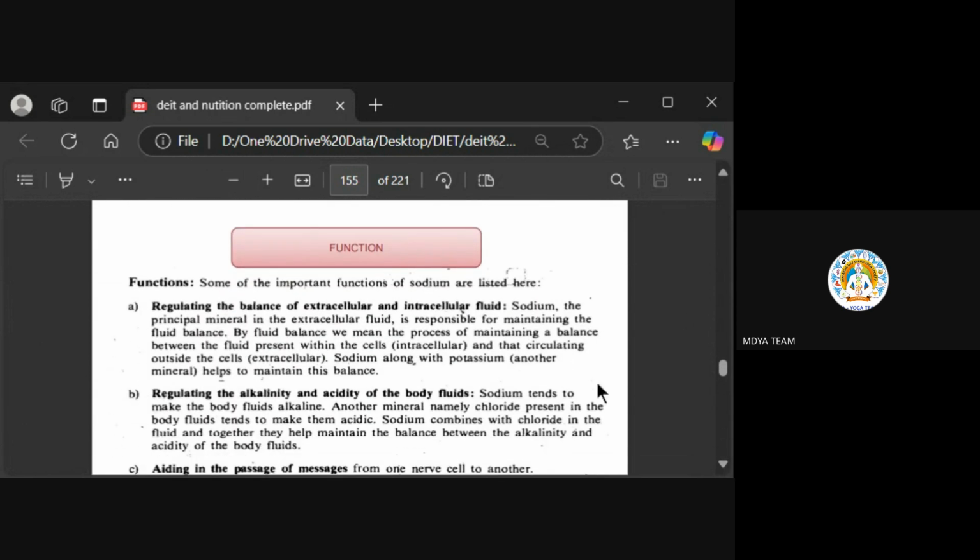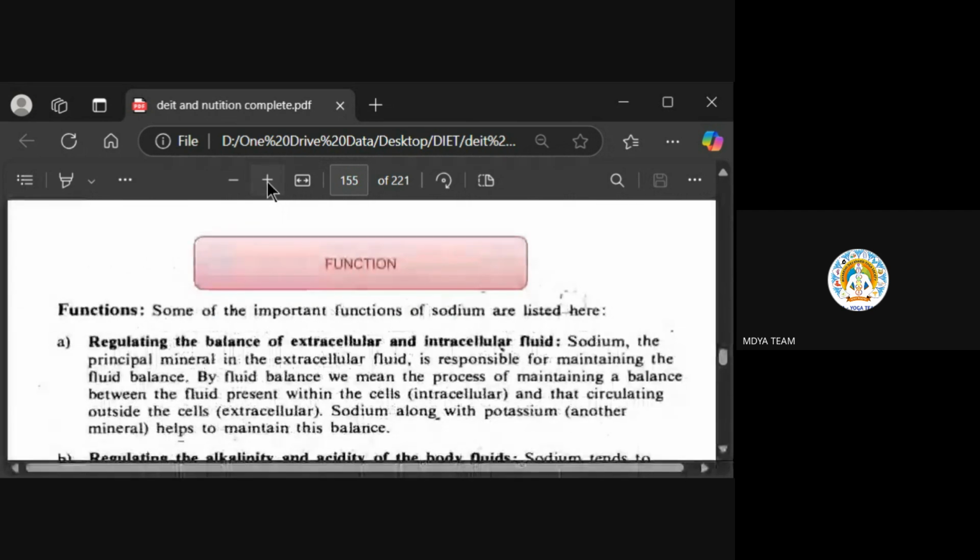So sodium plays a role in this. First of all, it regulates the balance of the extracellular and the cellular fluid, as I told you. So it maintains the right balance of the fluid in the body, basically. It removes excess fluid and retains the required amount. Sodium, the main mineral, maintains the fluid balance.